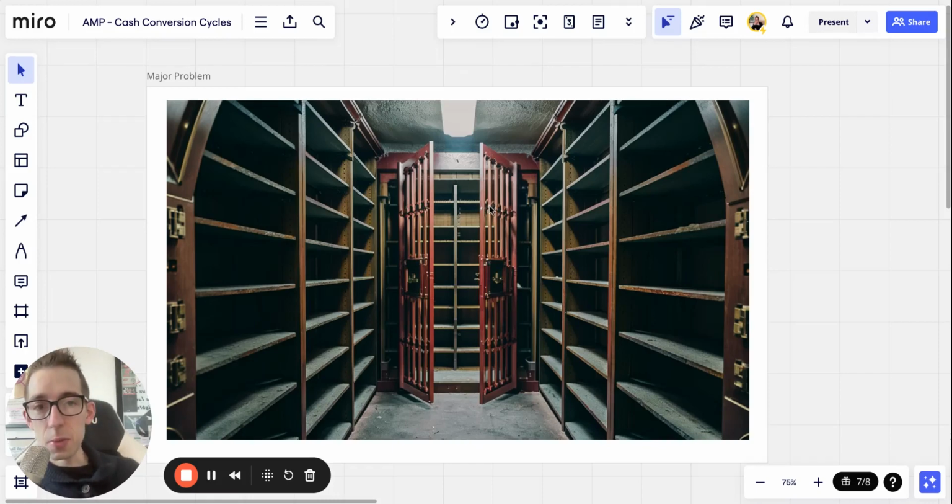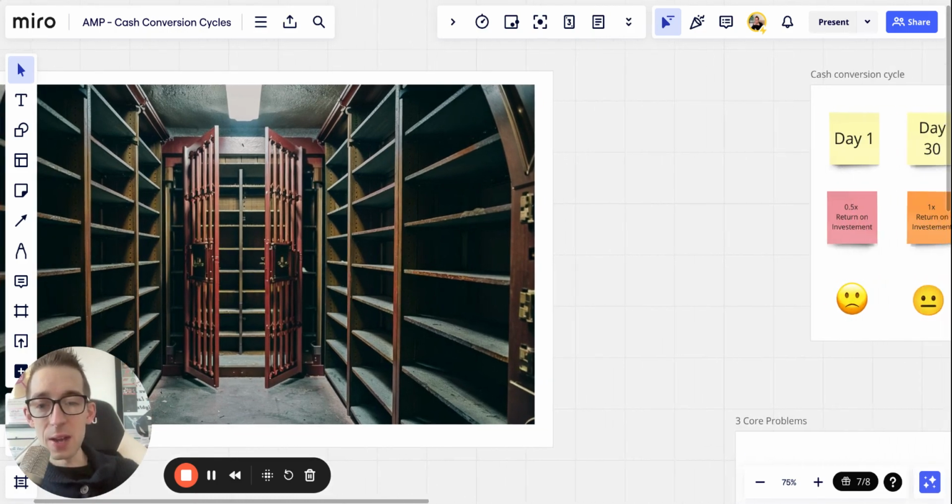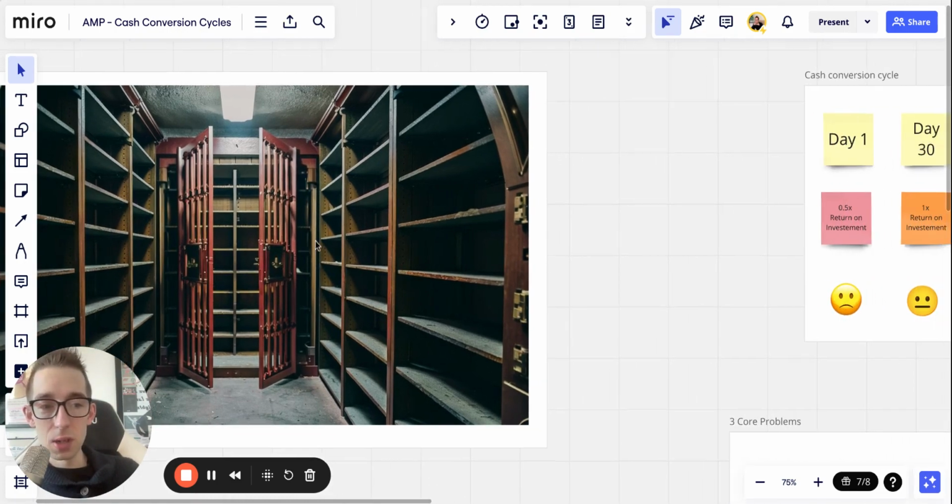So here's how to stop your business running out of cash as it scales. If you get an issue on your hands where your bank starts to look like this, where there's nothing inside, it's just a load of dusty shelves, then that's a major problem. And here's how you fix it before it becomes like that.